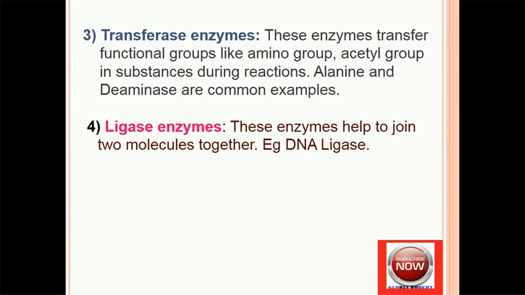Number 4, ligase enzymes. These enzymes help to join two molecules together. For example, we have molecule A and molecule B. Now they can be joined together by this kind of enzyme and they will become AB. Okay, a common example here is DNA ligase. This is an enzyme that is used for joining the DNA of bacteria with the DNA of human in the production of insulin in biotechnology.